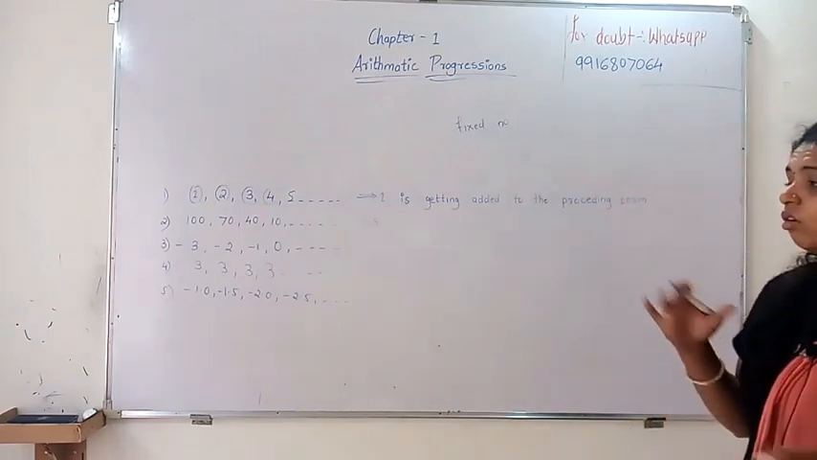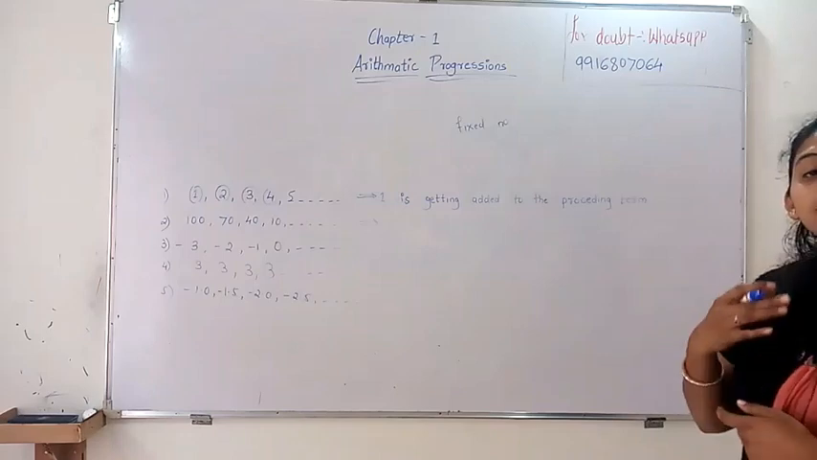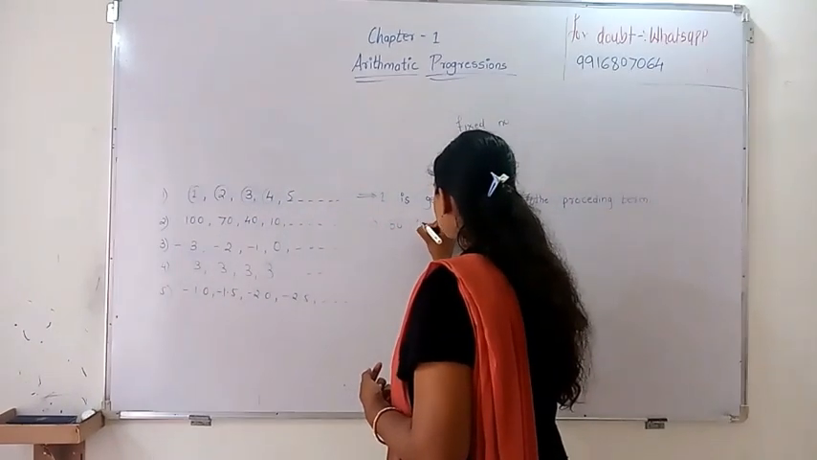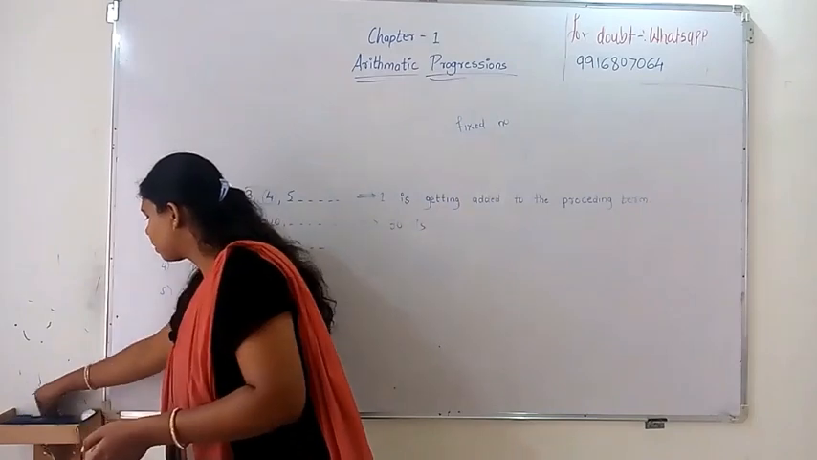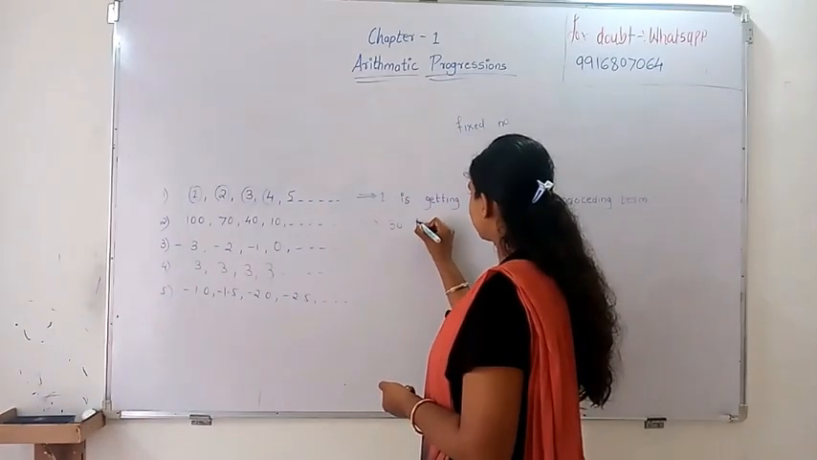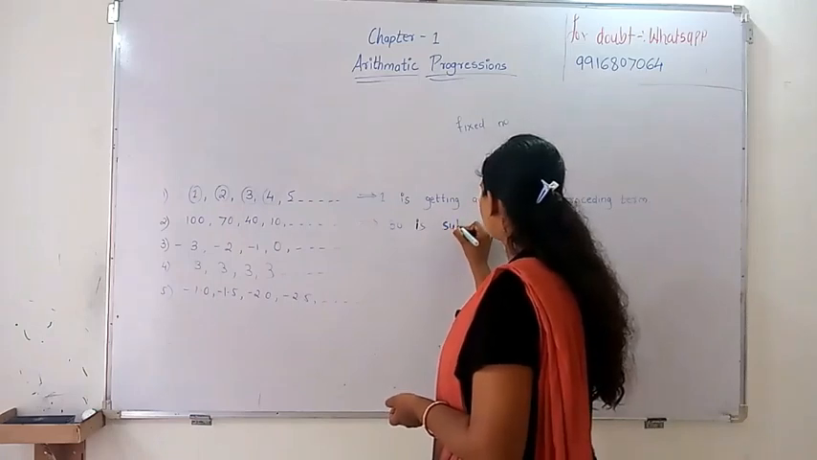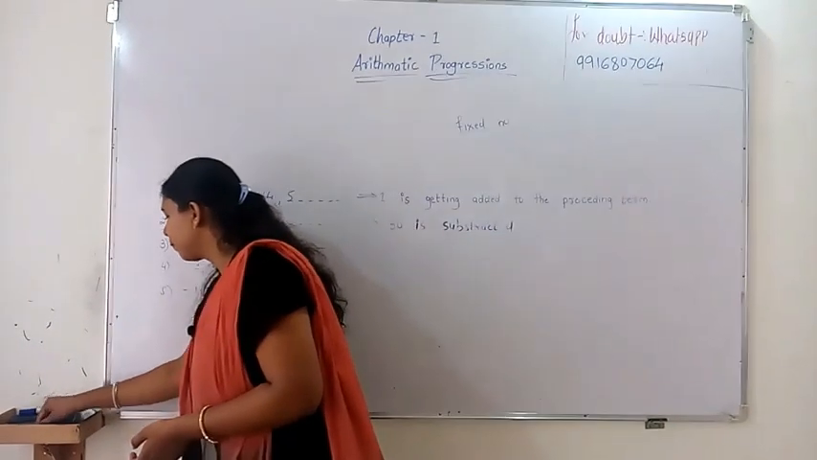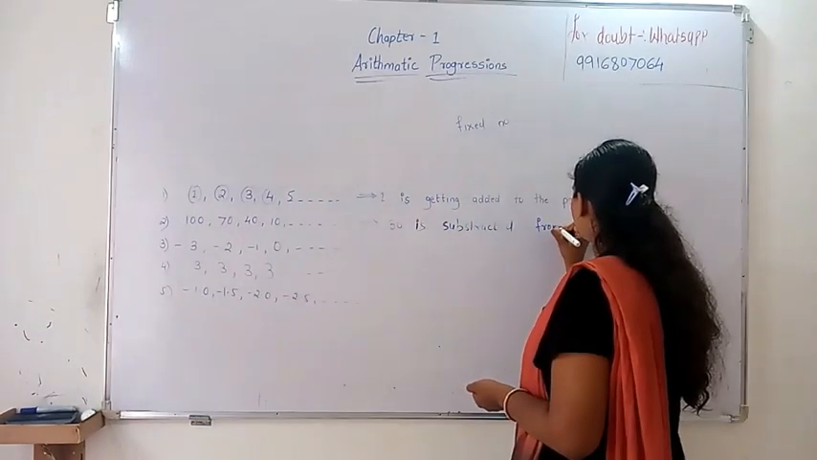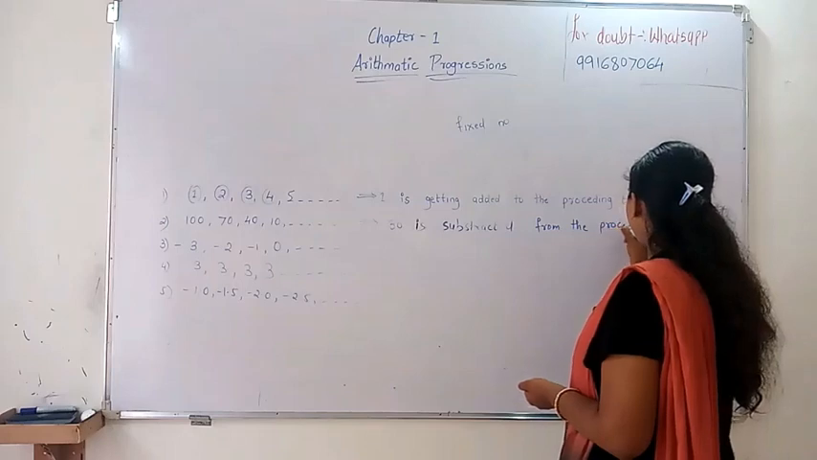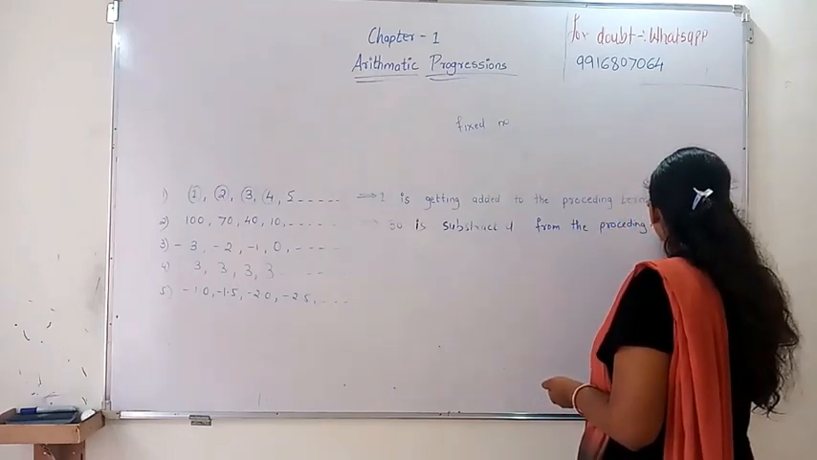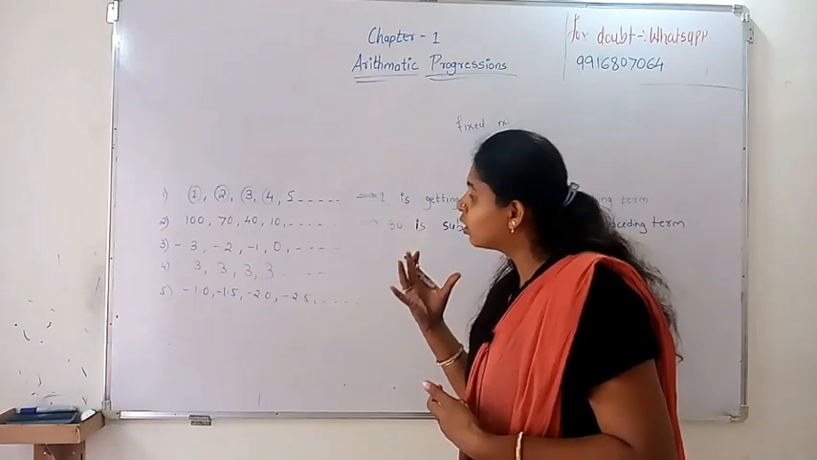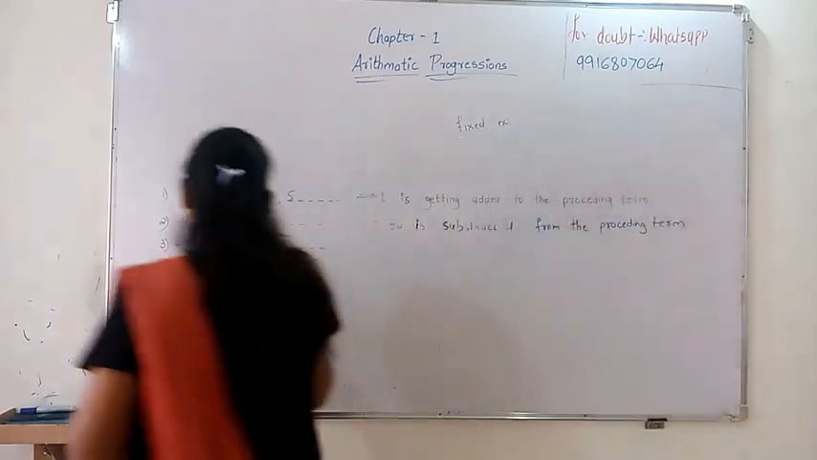30 is not added, it is subtracted. 30 is subtracted from the preceding term. So you tell me now, you can recall yourself.